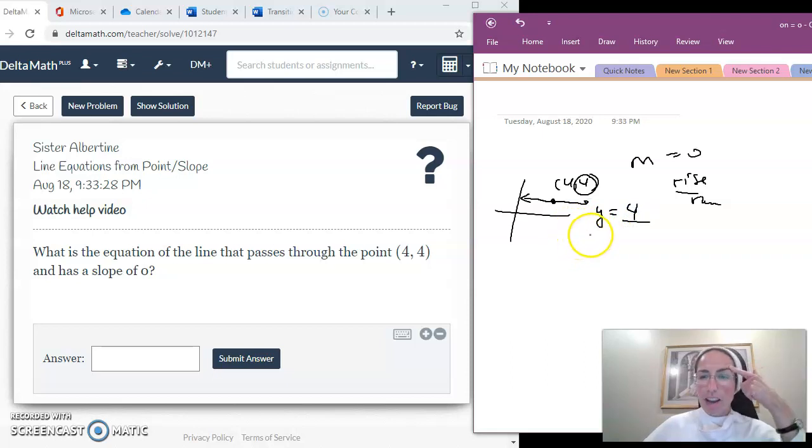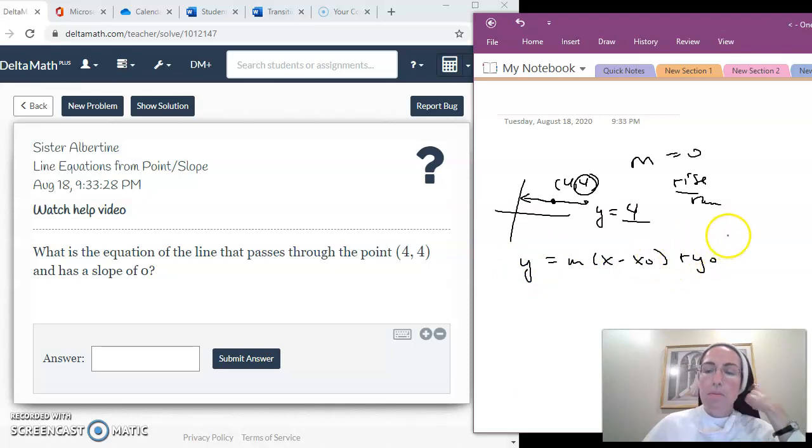Okay, if you're like, I'm not sure I would have thought of that, you could have also just plugged it into the point-slope form: y = m(x - x0) + y0. I'm saying x0 and x naught because naught is another way of saying 0. I think it's in German. So that's what I mean when I say it both ways.